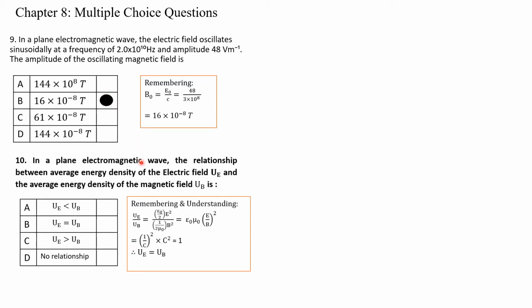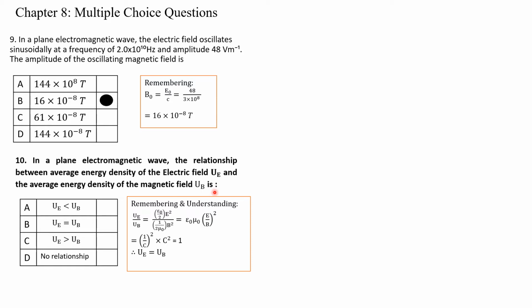Next question. In a plane electromagnetic wave, the relationship between the average energy density of the electric field UE and the average energy density of the magnetic field UB is.